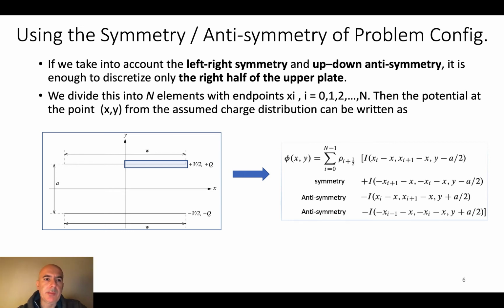Then the potential at the point (x, y) from the assumed charge distribution can be written as the combination of four elements. So the first one is going to be the calculation of the integral coming from this part here. Then we have the contribution from the left part of the domain, that is a symmetry condition, so it's going to be a plus. And then we have two contributions from the bottom plate, so there will be an anti-symmetry condition with respect to this one, so there will be a minus sign here.